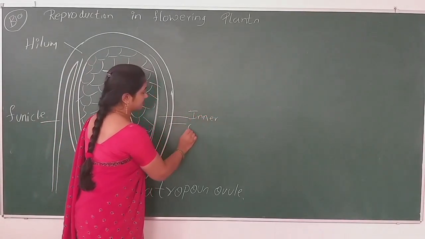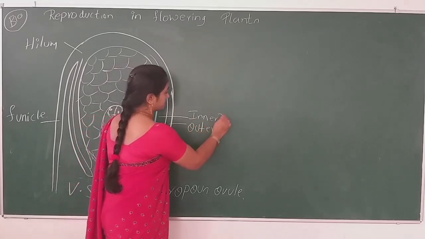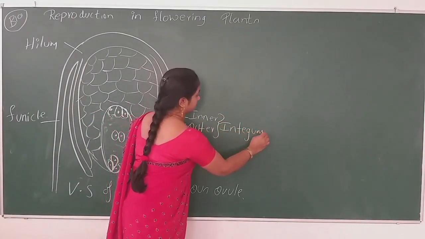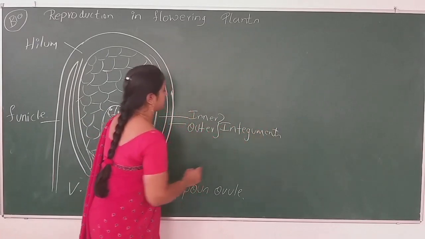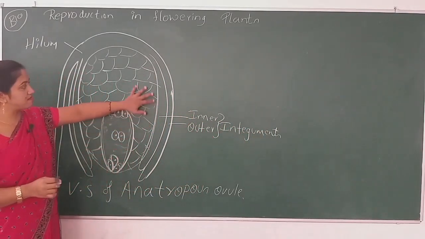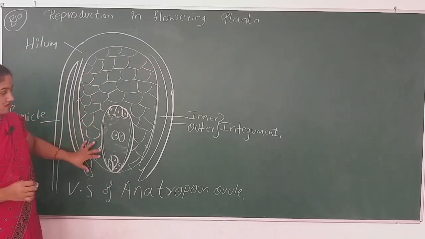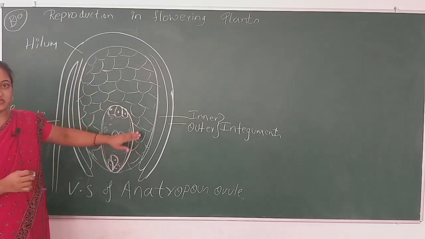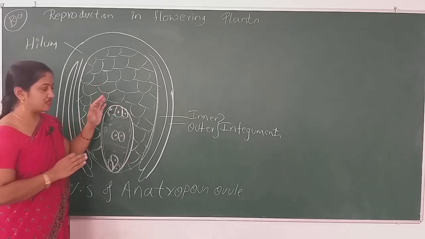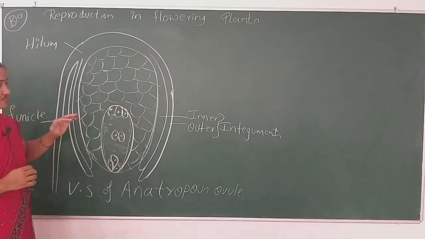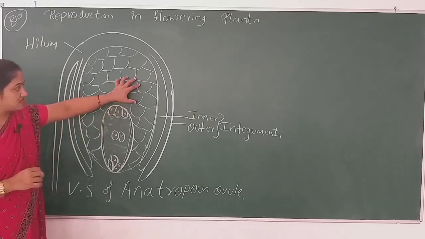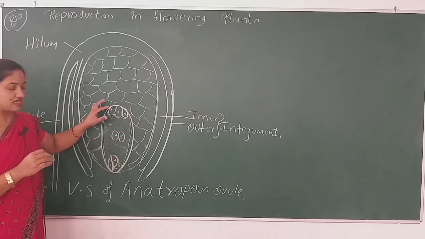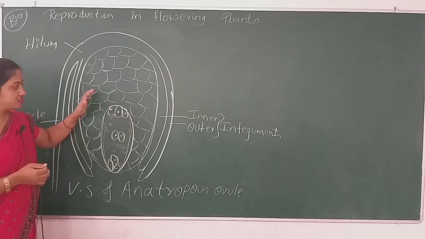Inner it is, and this is the outer integuments, and this is the mass of cells. Earlier how will it be? Only cells will be present when it matures, when it forms. It won't have the embryo sac. Later on the embryo sac matures.